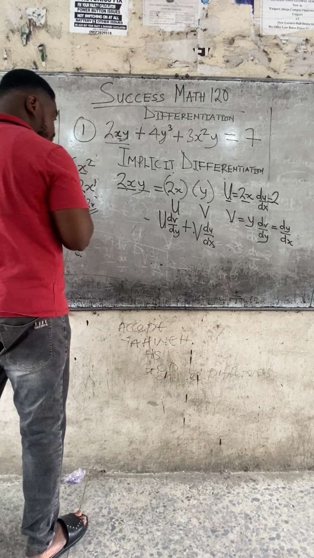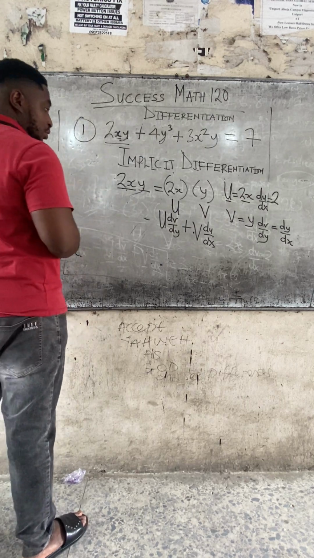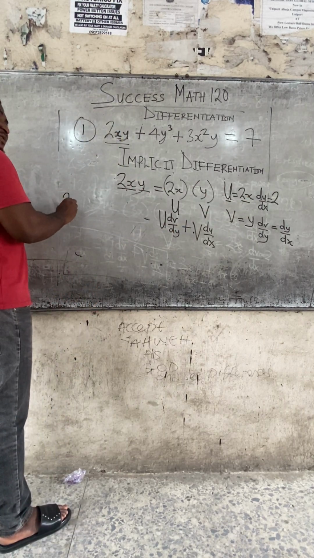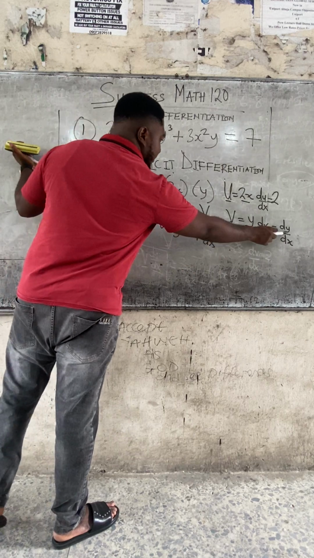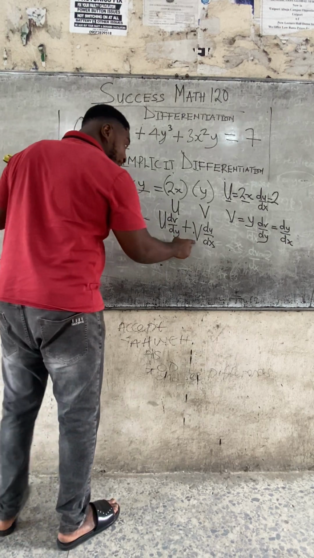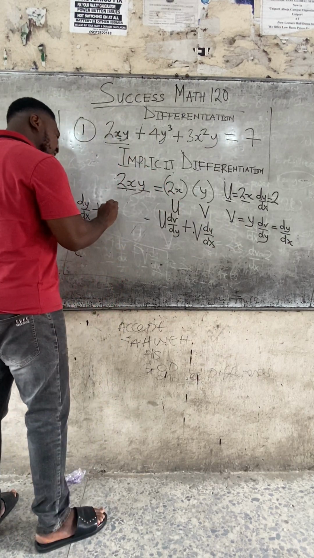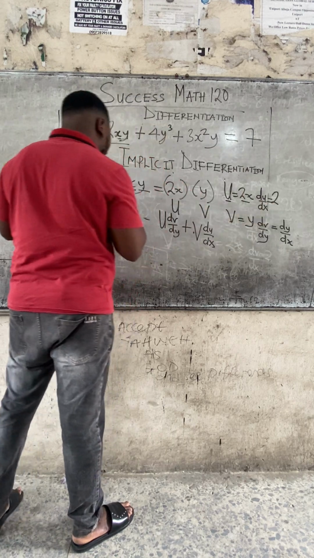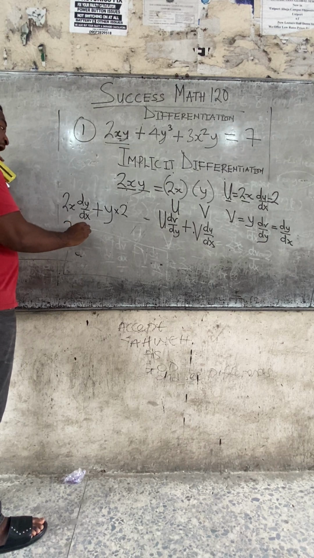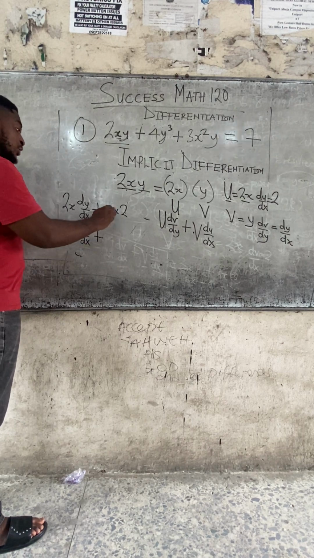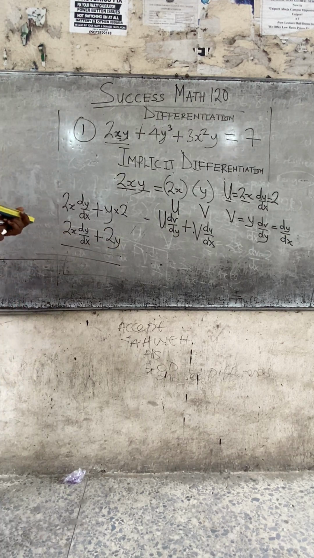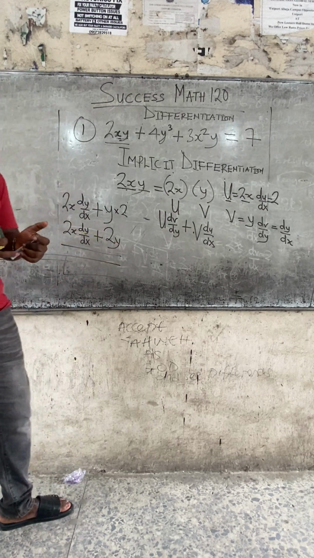Class, who is u? U is 2x. Who is dv dy? dv dy is dy, plus, I'm following the formula, plus v. Who is v? V is y. Who is du dx? 2. Y times 2. The final answer is 2x dy dx plus 2 times y. 2y. Class, so the differentiation of 2xy is 2x dy dx plus 2y.